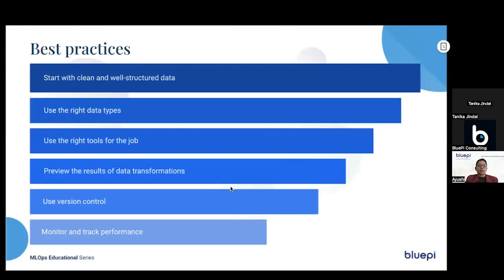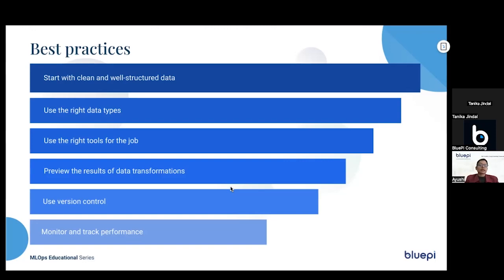Okay. So now let us go through some best practices while using Amazon Data Wrangler. First is start with clean and well structured data. To ensure the best results when using Data Wrangler, it is important to start with clean and well structured data. This will reduce the time and effort required to clean and prepare the data. And it will also help to ensure that the results are accurate and meaningful.